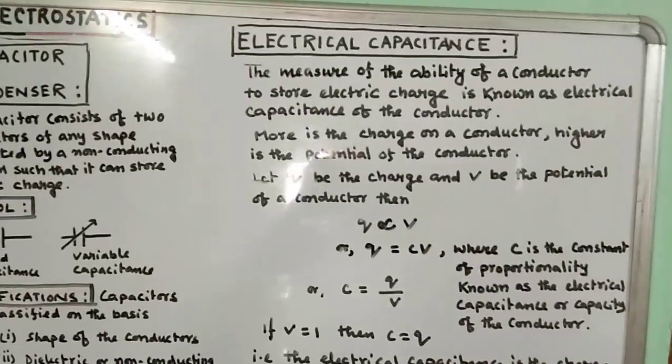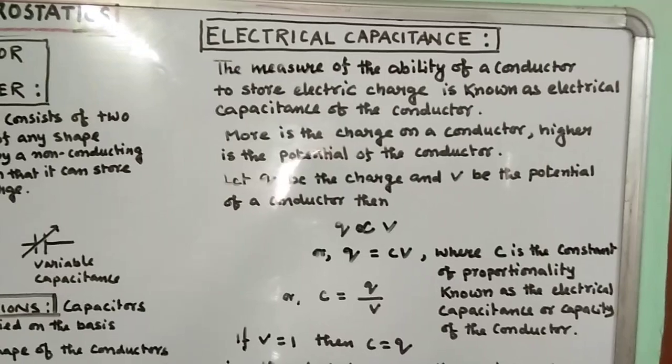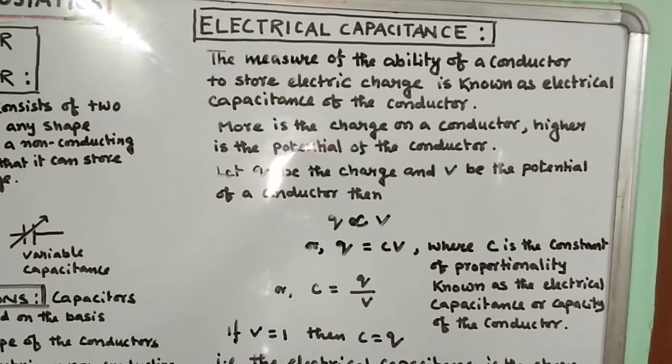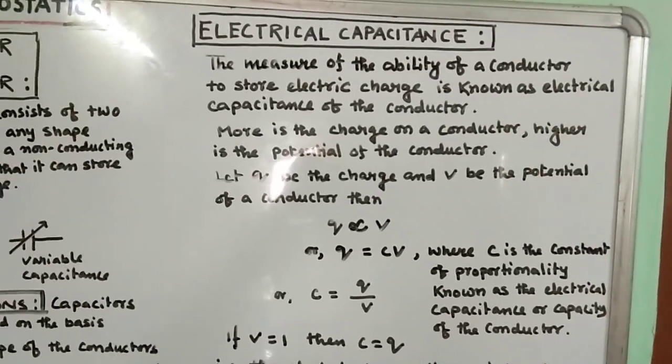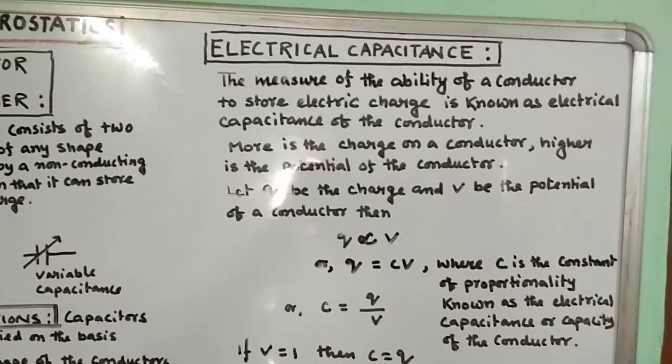Now what is electrical capacitance? As per the definition, the measure of the ability of a conductor to store electric charge is known as the electrical capacitance of the conductor. It means if a conductor has the ability to store more charge, it has more electrical capacitance.